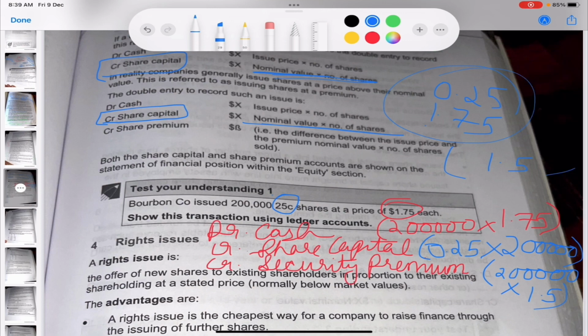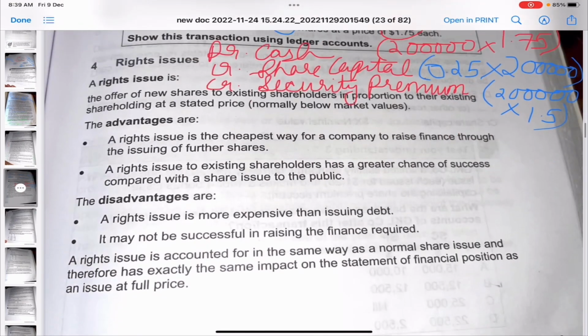I hope you got the answer. Got it? So what did we do? Basically, in the share capital account, always the face value only comes, and the excess which we have charged comes under the securities premium account.